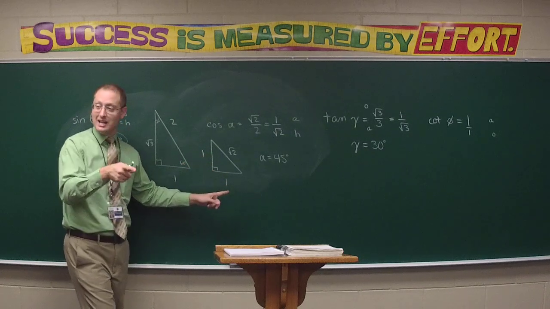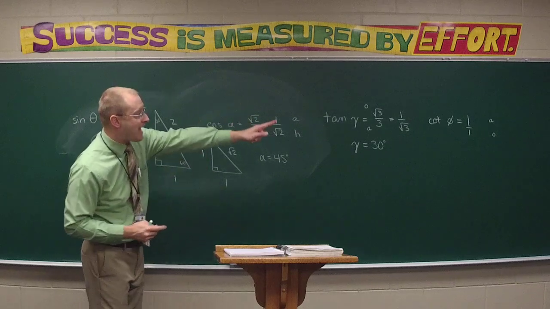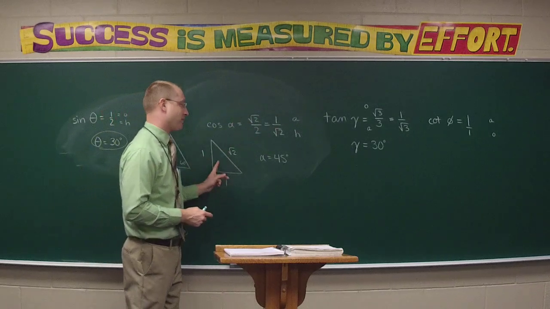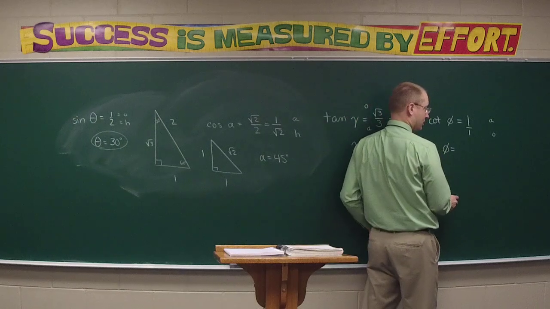Now, the 0, 90, 90 does have a couple of 1s in it, but one of them's the hypotenuse, right? For both legs to be 1, we must be dealing with the 45, 45, 90, which means that phi is 45 degrees.